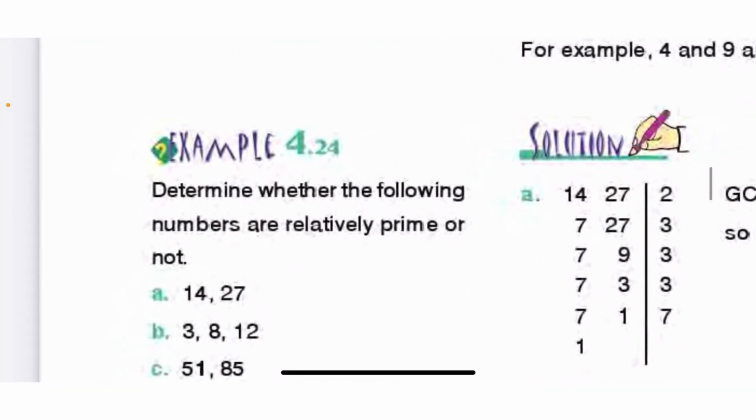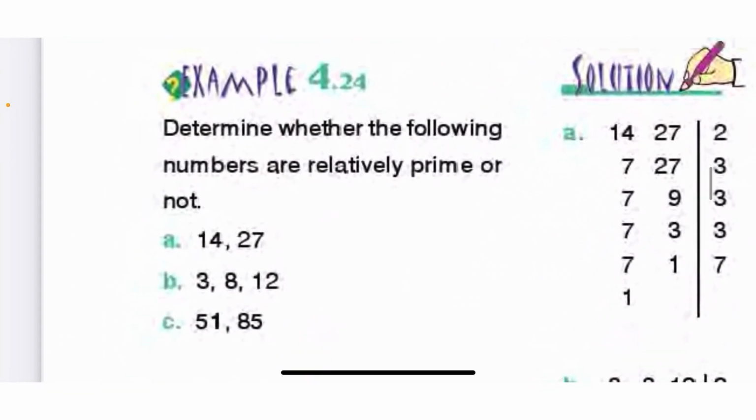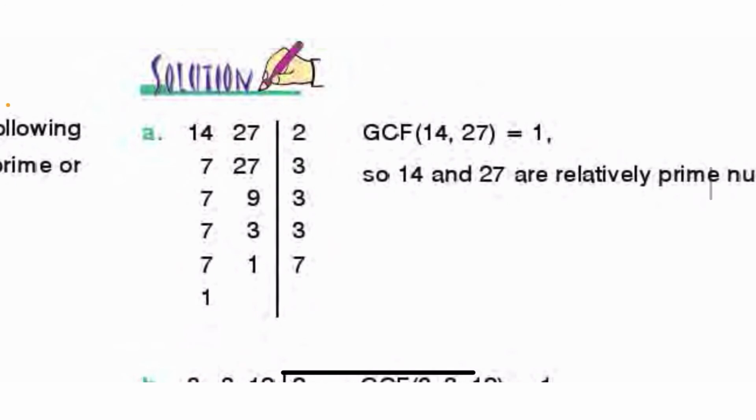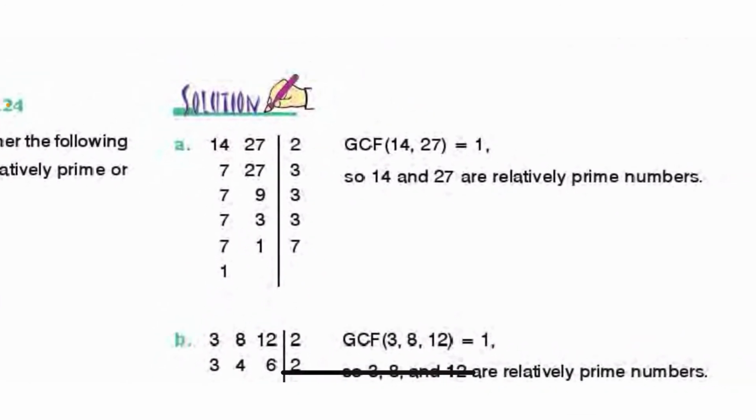Example 4.24, determine. Now please, guys, pay attention because you have been pronouncing words incorrectly. Not "determine," but "determine" whether the following numbers are relatively prime or not. First is 14 and 27. Are 14 and 27 relatively prime?